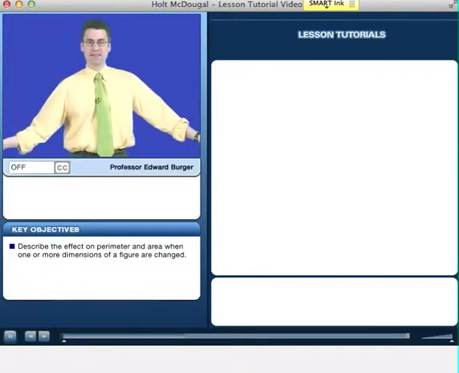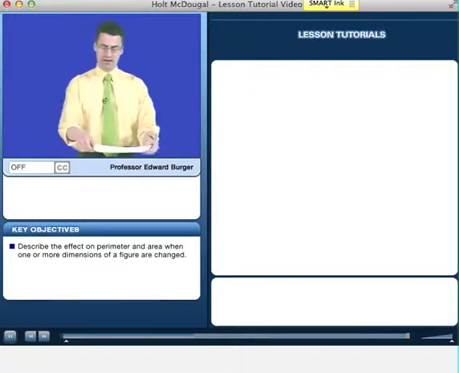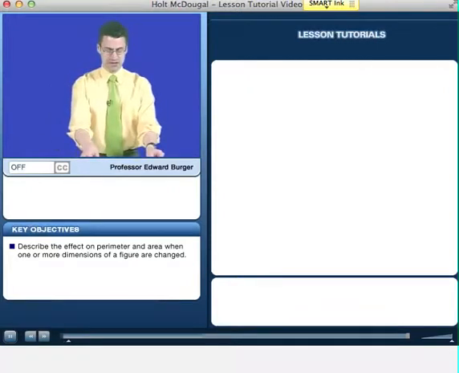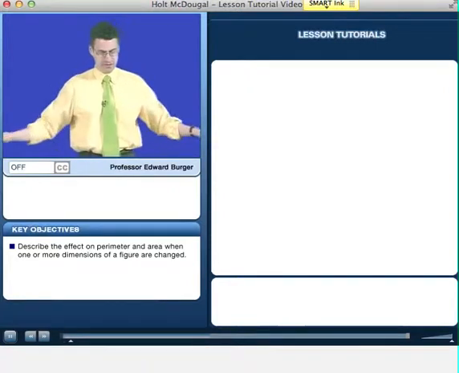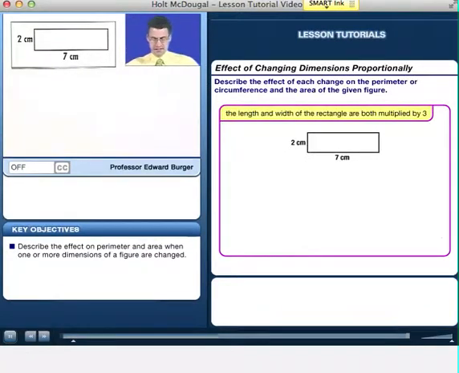Let's take a look at the impact on the perimeter and area of changing a particular figure's dimensions by various factors. So here I've got a nice little rectangle. It's a 7 by 2 rectangle. I want us to figure out the perimeter, I want us to figure out the area, and then I want to see how both of those things are impacted if we take both the length and the width and multiply them by 3, triple each.